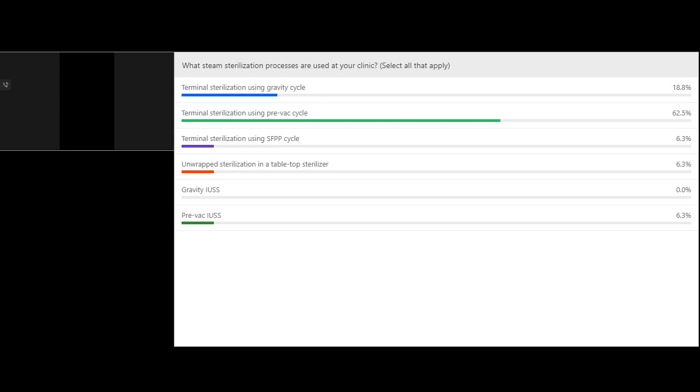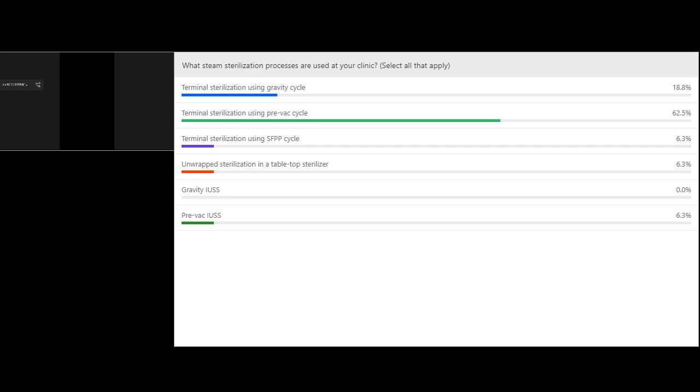Okay, let's see. Just under 20% are doing gravity. About 62% are doing pre-vacuum. A few of you have SFPP. And we do hear about this unwrapped in tabletop sterilizers. I do talk to folks using sterilization by the unwrapped method. Always a bit of a concern, because then you don't have a terminally sterilized item.